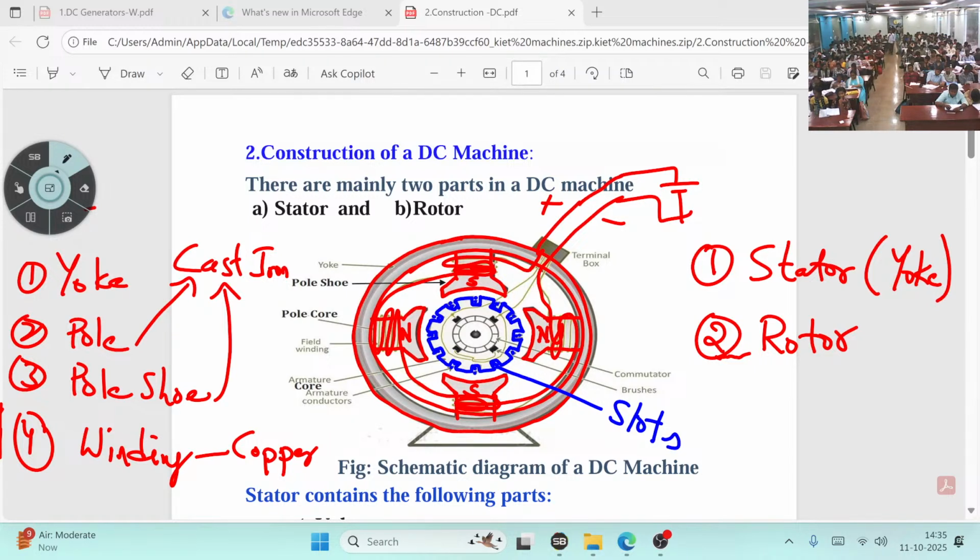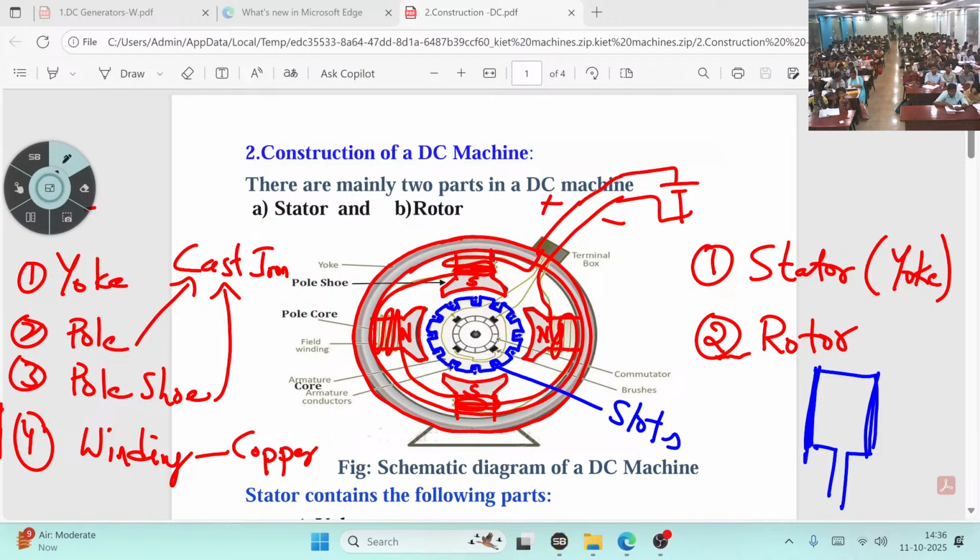So the rotor has rotor slots. In those slots we are housing the conductors, not a single conductor. How will the conductor look? It is a conductor, like this. This is the conductor having a length like this.